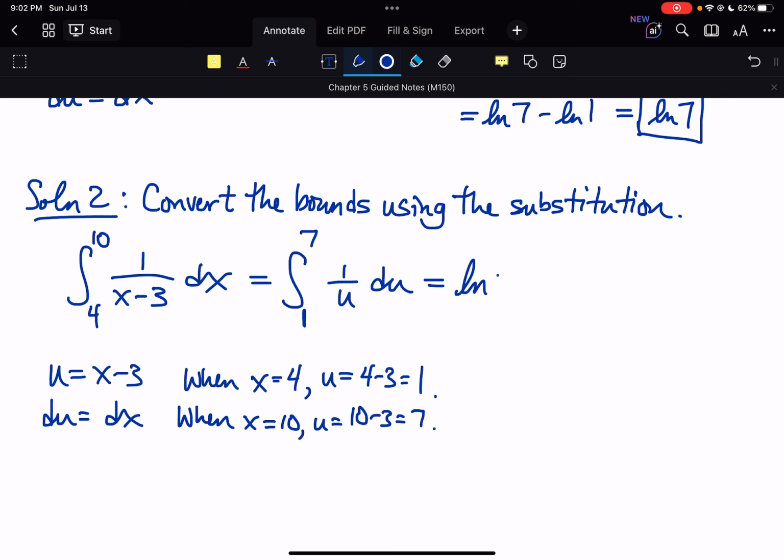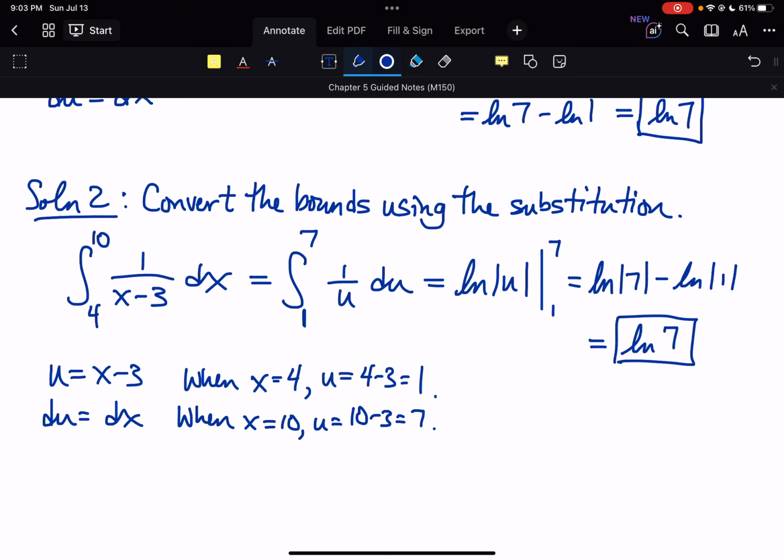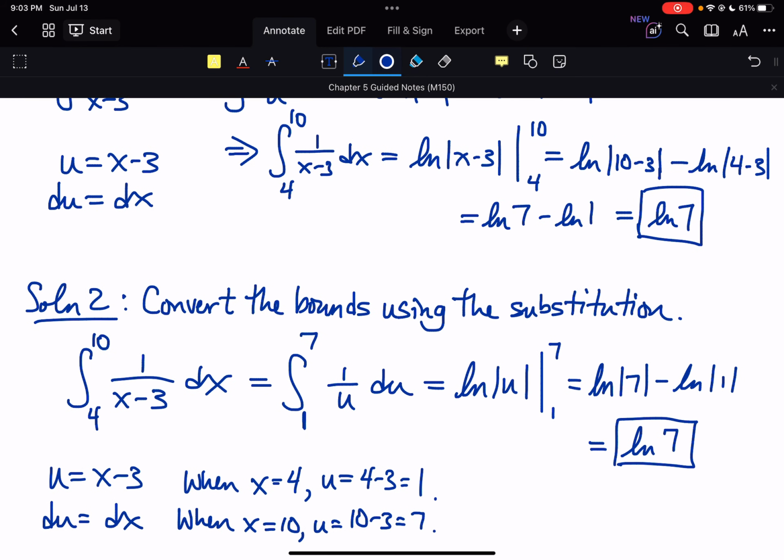Now we take our antiderivative, ln of the absolute value of u, but now because we converted the bounds, we don't have to switch back to x anymore. We can just go straight into the evaluation from 1 to 7. So we get ln absolute value of 7 minus ln absolute value of 1. Again, don't need the absolute value. These are positive numbers now. ln of 1 is 0, so we're left with ln of 7, which is, of course, the exact same thing that we got back above.